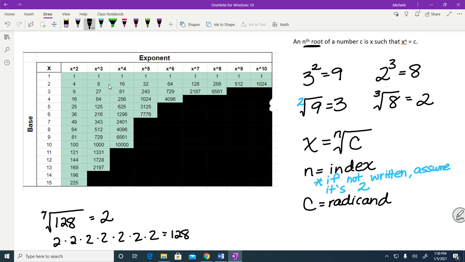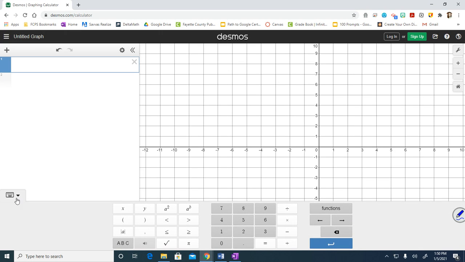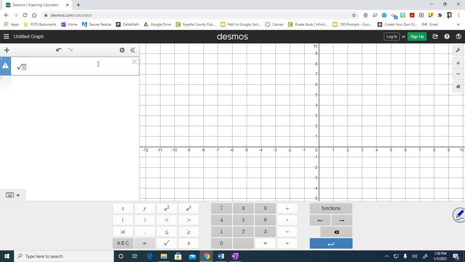One option for finding a root is to use your power chart. Power chart's really handy. You can use it quickly, and you don't have to grab a calculator. Another way to find roots is to use a calculator. So here's Desmos. You're used to seeing the Desmos graphing calculator, and you can find roots here. You'll just need to go into the functions menu under miscellaneous and click the root that has the n on there, and then type in whatever root. So if I wanted to find the seventh root of 128, I'll find it right there.